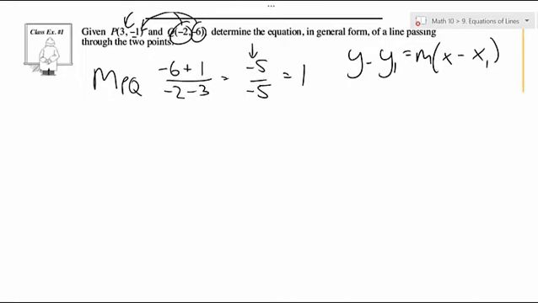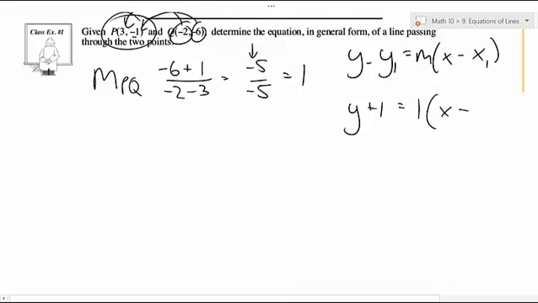Now we can use y minus y1 equals m(x minus x1). That is the slope point form. And what we're going to do is put in one of the points. Let's take this point right here, point P. We're going to put it in where we have the y1. So we're going to say y minus a minus 1. That's going to be y plus 1 equals 1 times (x minus 3), the other coordinate of the point. We've got this 1 here because it is the slope.